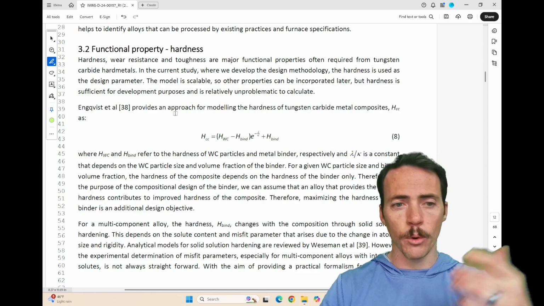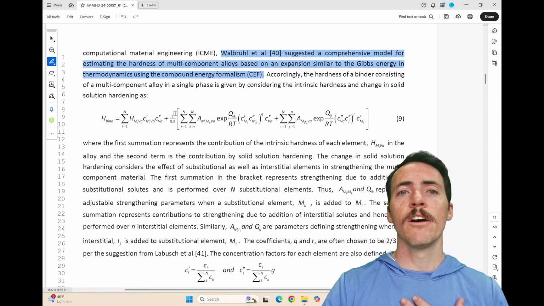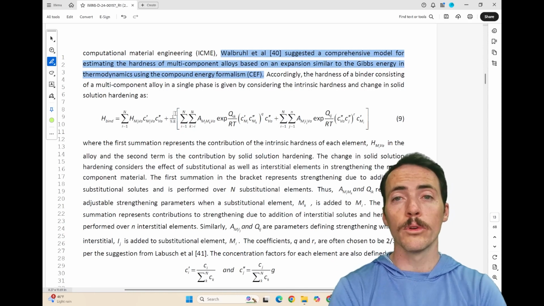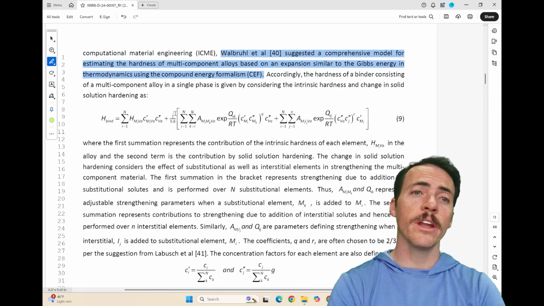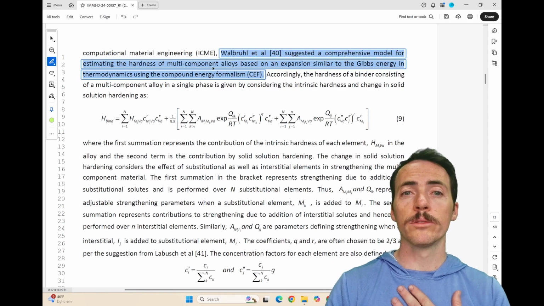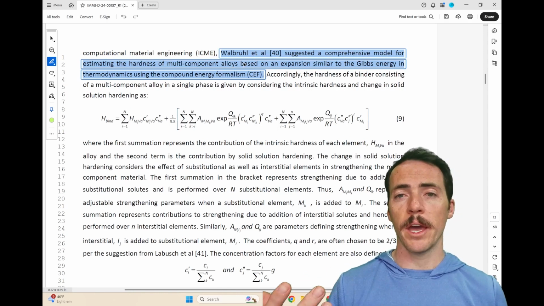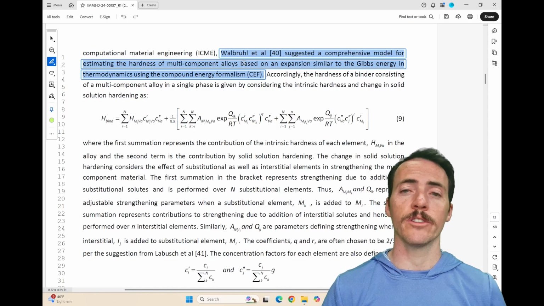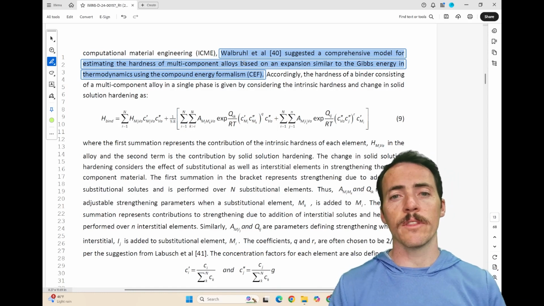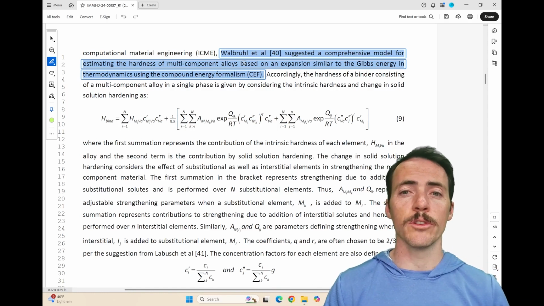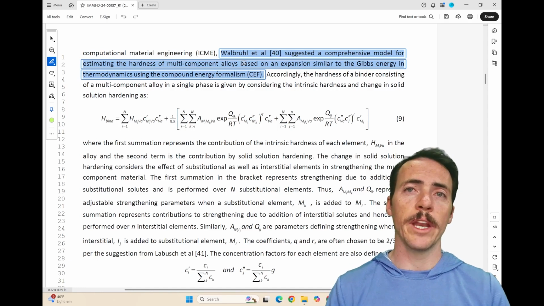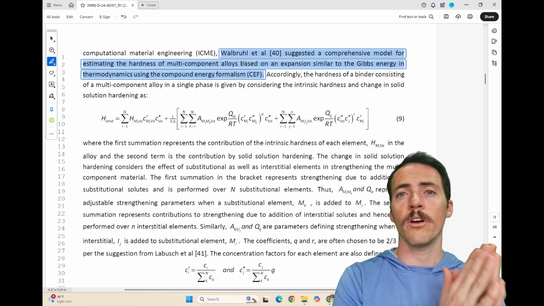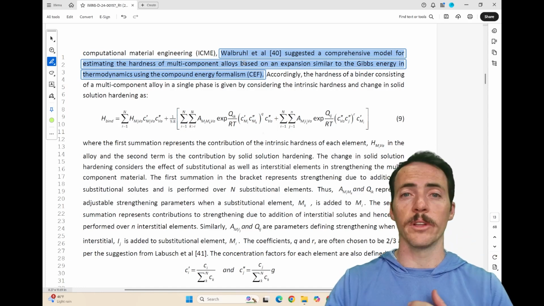And they obviously point out that there's been a number of models used. Ultimately, they're talking about the Walbrühl model. This is essentially a comprehensive one, accounting for the hardness of multi-component alloys using expansion similar to the Gibbs energy in thermodynamics used in the compound energy formalism. This is essentially capturing things like solid solution hardening, so it should give you a feel for the hardness. So we now know we have a proxy for both the hardness and a proxy for the sinterability.